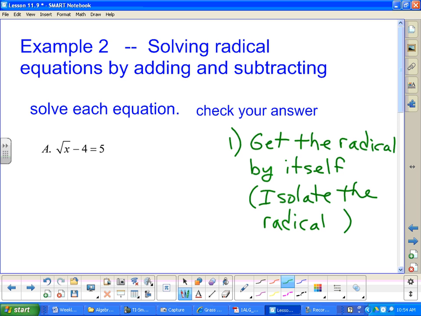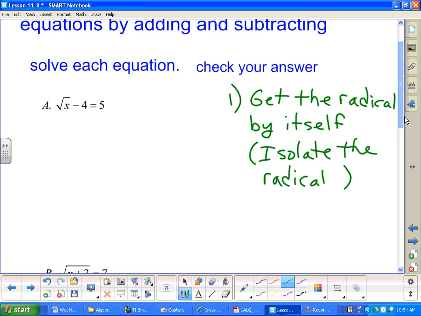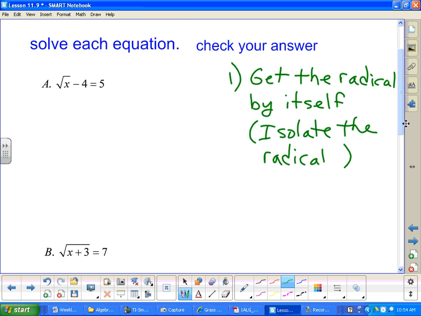So Justin, what does it mean to isolate something? Make it by itself, okay? Be alone, all alone, no friends to speak of. Everybody's avoiding you. You feel isolated. You ever feel that way? No. When you're home alone and mom and dad have gone away and nobody to support you, okay? All right, so we want to isolate the radical. We want to get it by itself.